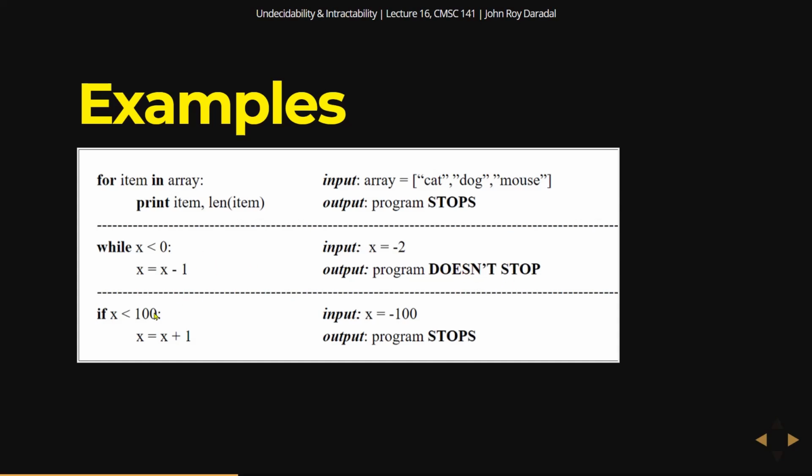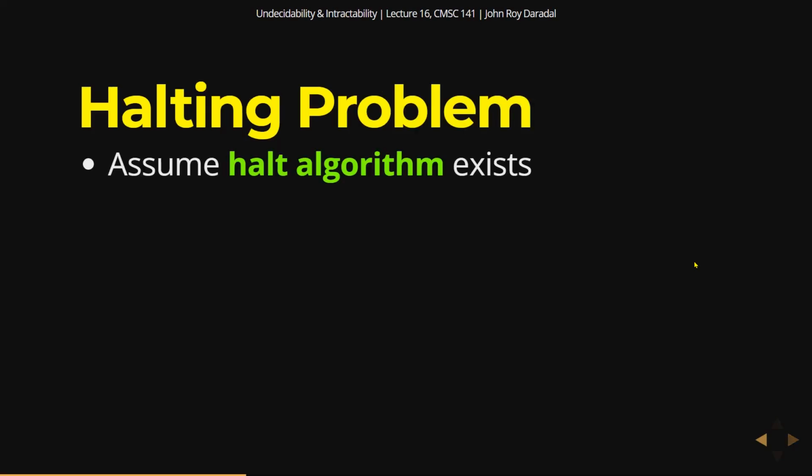How about this one? If x is less than 100, x is equal to x plus 1. Well, this will stop because this is just an if statement, right? So is x less than 100? Yes, it is. So you add 1 to it and then you stop. So these are just some examples of a computer program and the input that you can use for the halting problem.